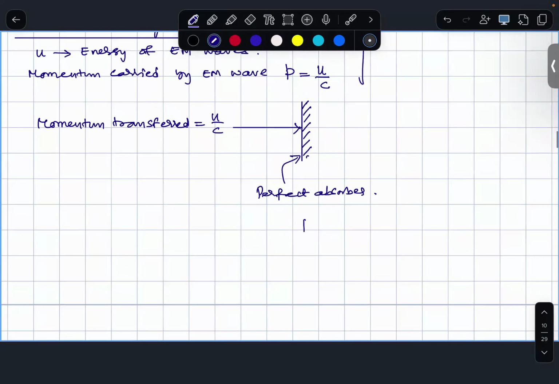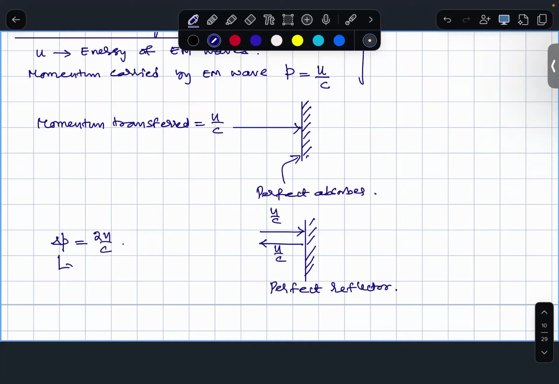Suppose it is a perfect reflector, what is given in NCERT, that I am uttering, remember. If it is a perfect reflector, what happens? It strikes with the momentum U by C and reflects back with the momentum U by C, and the change in momentum is 2U by C. So this is imparted to the surface.